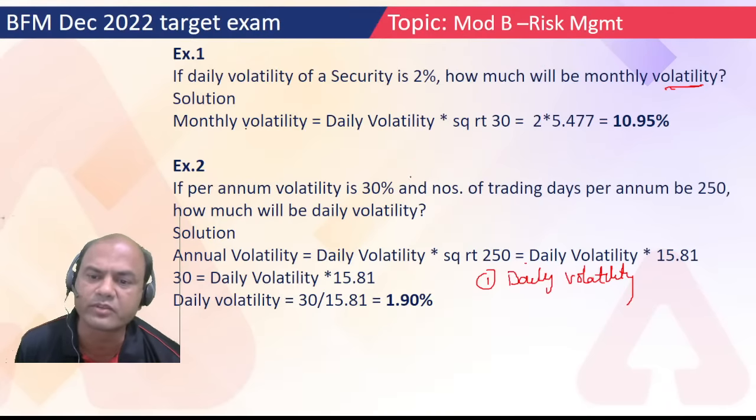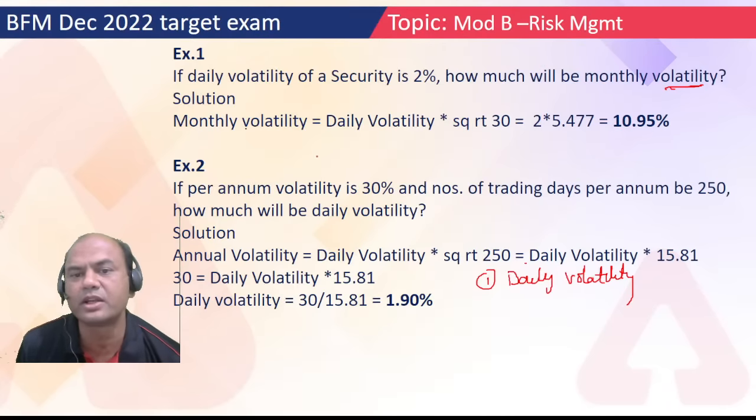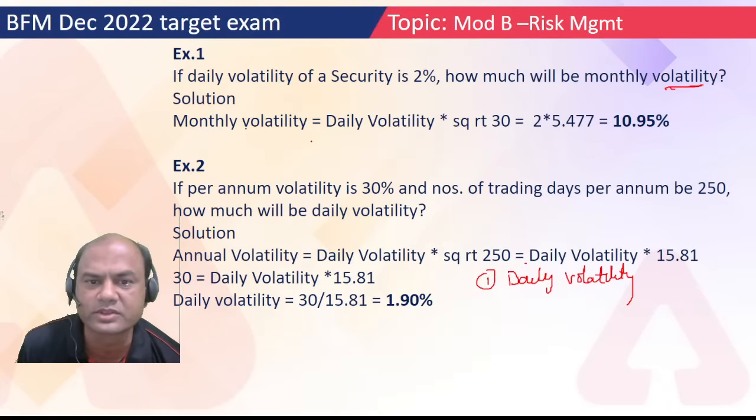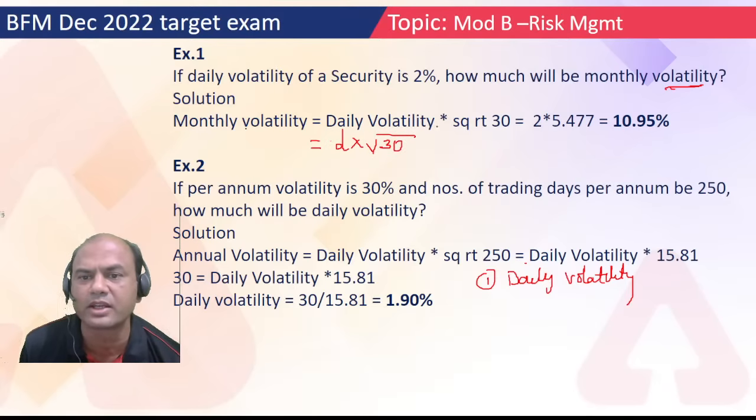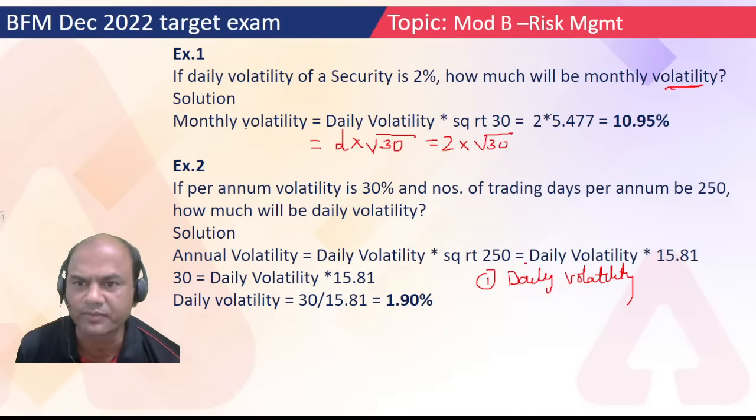So the formula is very simple. Monthly volatility equals daily volatility into square root of 30. What is the daily volatility given? It is 2%, so 2 into square root of 30. The square root of 30 is 5.477, isn't it? So 2 into 5.477 is 10.95%. That is the monthly volatility.